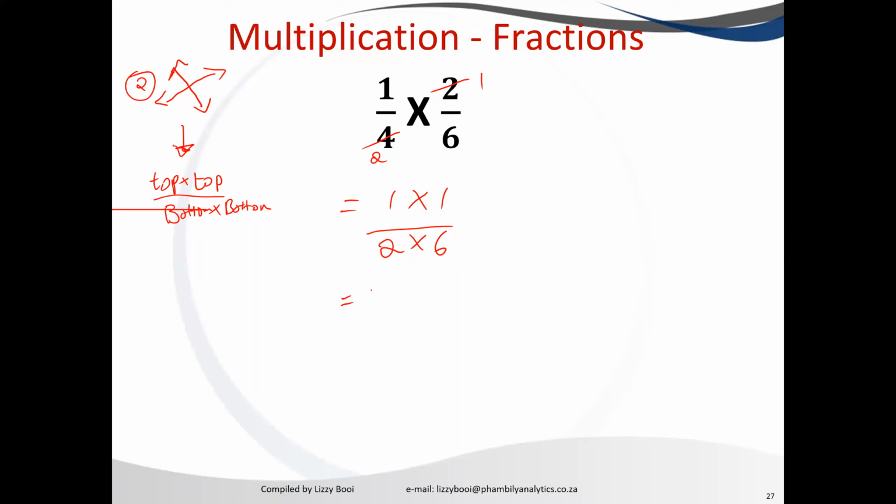So to simplify this further, 1 times 1 is 1. 2 times 6 is 12. And that is how you simplify multiplication.